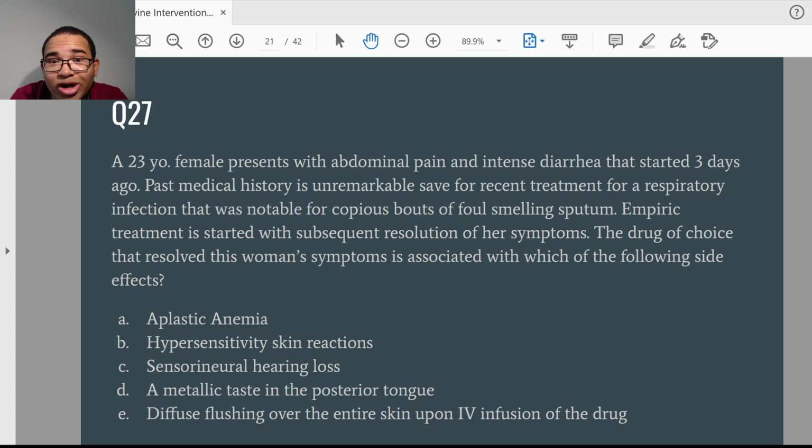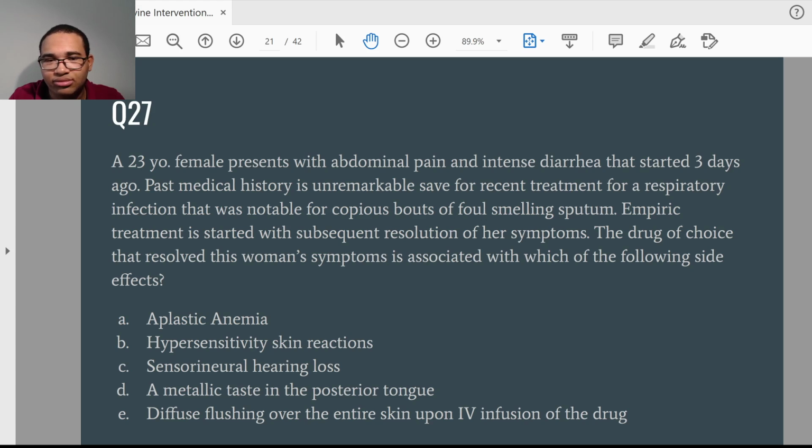Okay, now let's do a clinical vignette. I love writing questions. A 23-year-old female presents with abdominal pain and intense diarrhea that started 3 days ago. Past medical history is unremarkable, save for recent treatment for a respiratory infection that was notable for copious amounts of foul-smelling sputum. Empiric treatment is started with subsequent resolution of her symptoms. The drug of choice that resolved this woman's symptoms is associated with which of the following side effects?